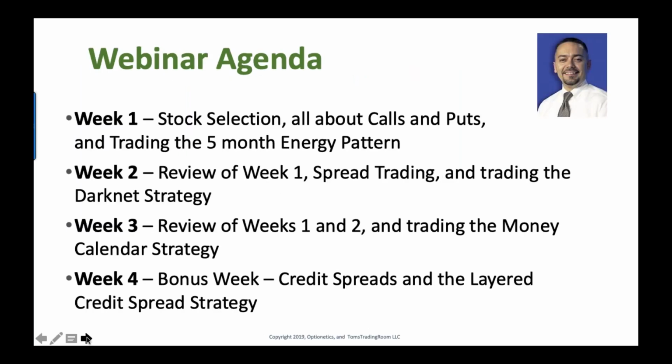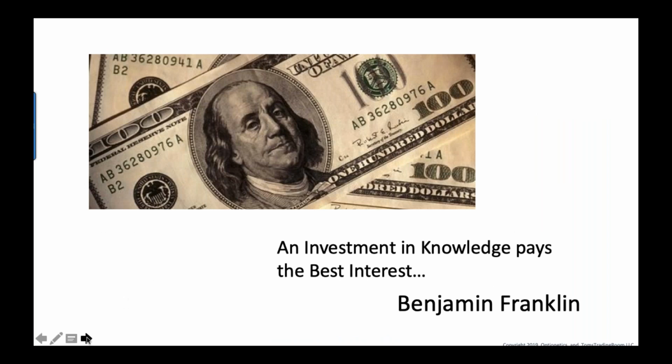All right, so our webinar agenda. Tonight, I'm going to talk about calls, puts, trading the 5-month energy pattern, and also stock selection, which I'm going to cover first. Next week, we'll cover spread trading and trading darknet, which is our contrarian strategy. Week 3, we'll get into how to make and trade your own money calendar. And then week 4 is going to be a bonus week. We're going to talk about credit spreads and the layered credit spread strategy. So that's our coverage for the month, and I will add the bonus week sometime during the month once I get an idea on when I want to actually teach it to you.